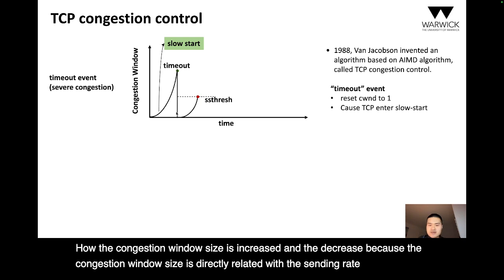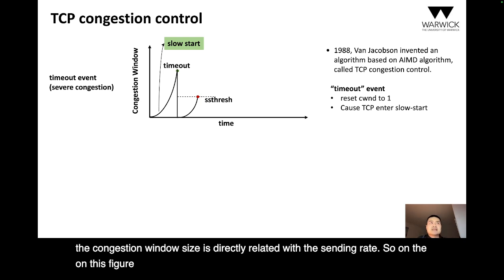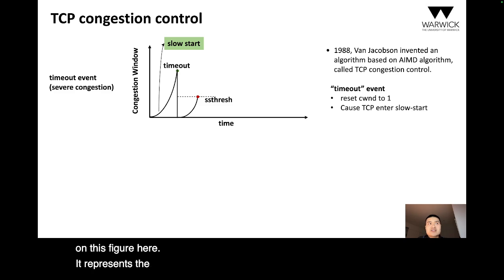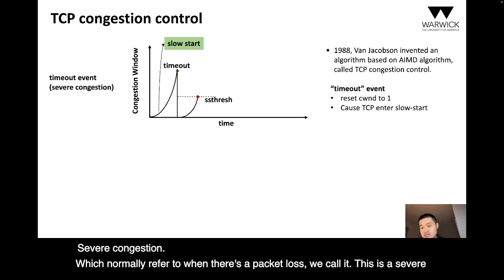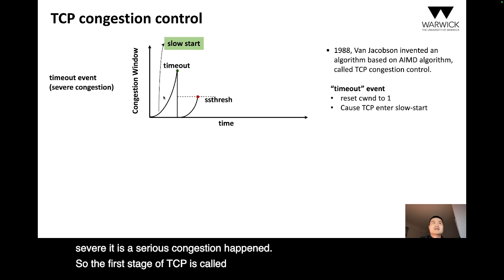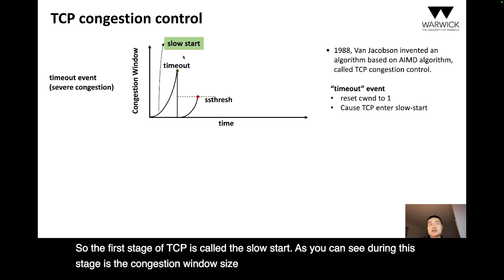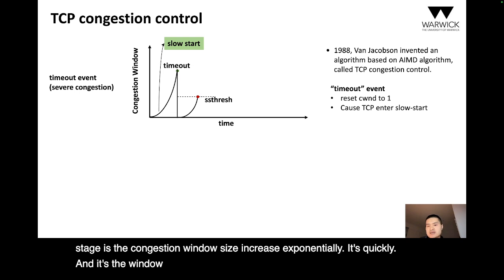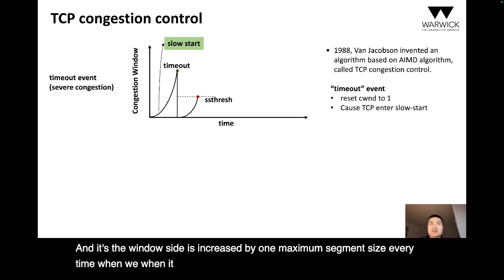On this figure here, it represents severe congestion, which normally refers to when there's a packet loss. We call this a serious congestion. The first stage of TCP is called slow start. As you can see, during this stage, the congestion window size increases exponentially, quickly, and the window size is increased by one maximum segment size every time it receives an acknowledgement.